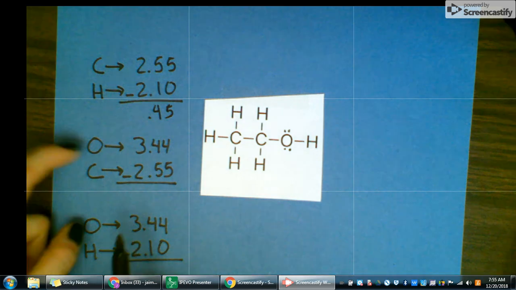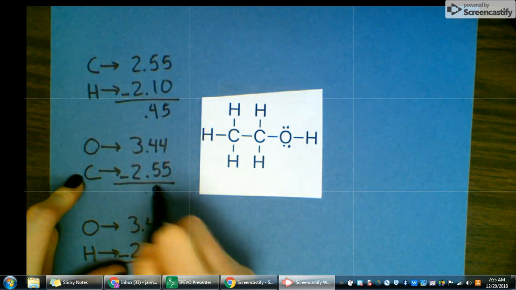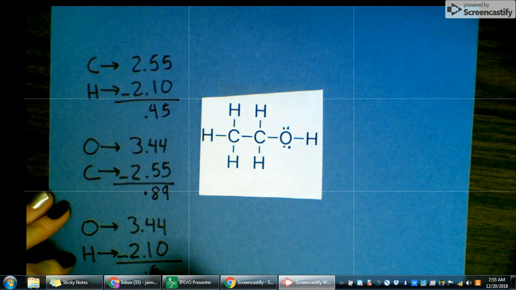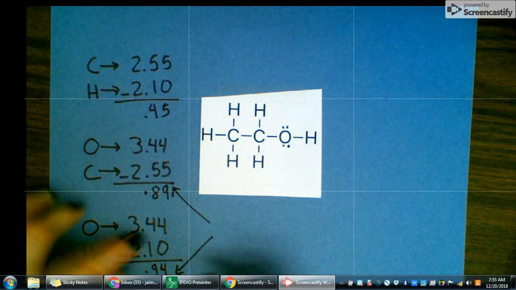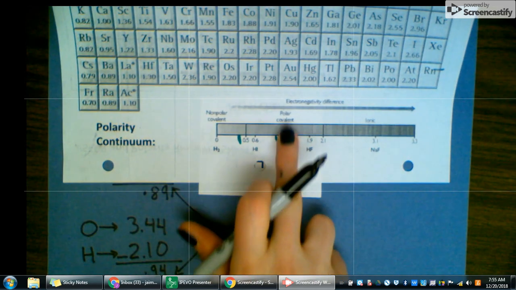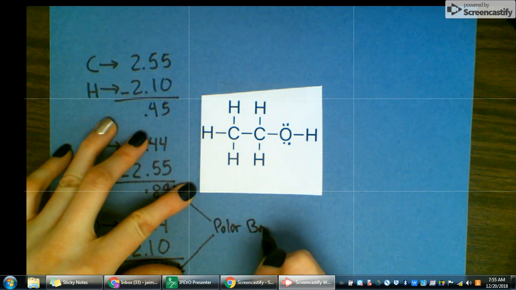We know that oxygen to carbon is going to be 0.89, and that oxygen to hydrogen is going to be 0.94. Now both of these are going to clock in, 0.94 and 0.89, about right here. So both of these are polar bonds, which means we have to draw in a bond dipole.